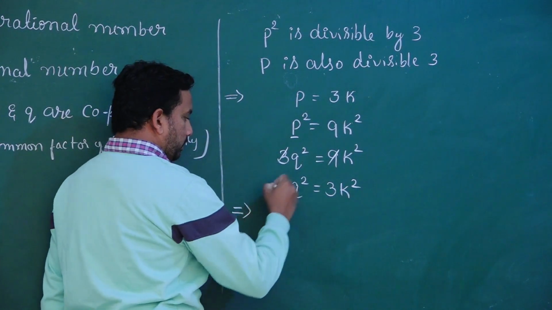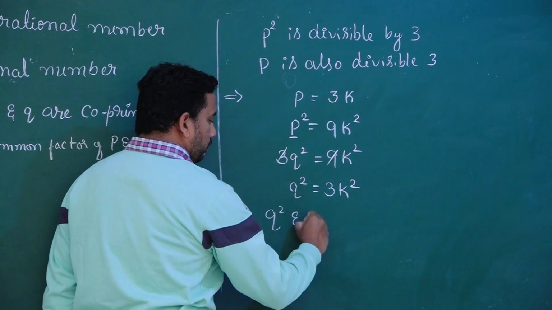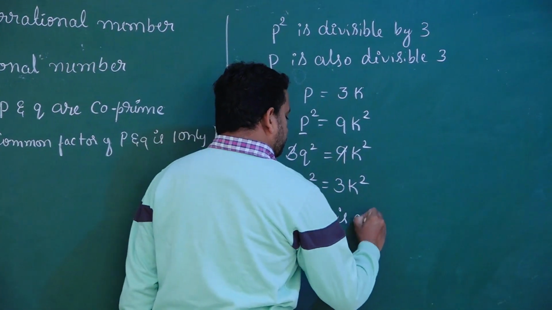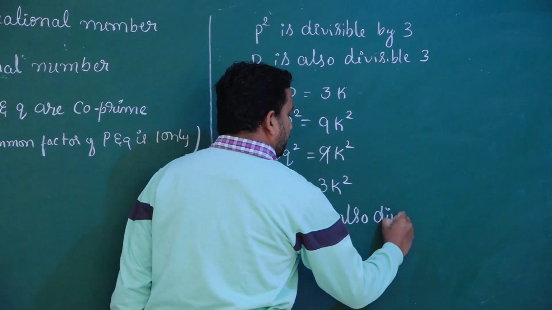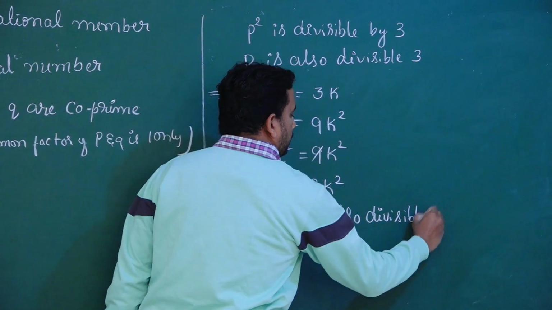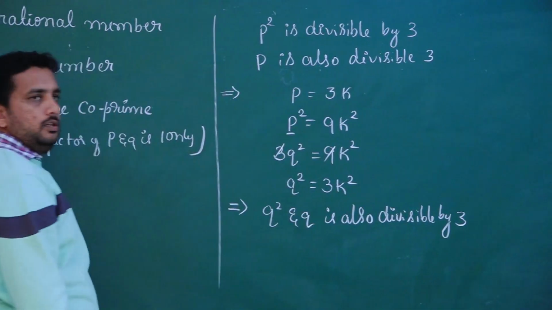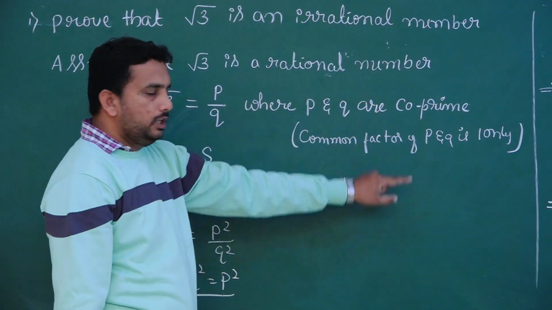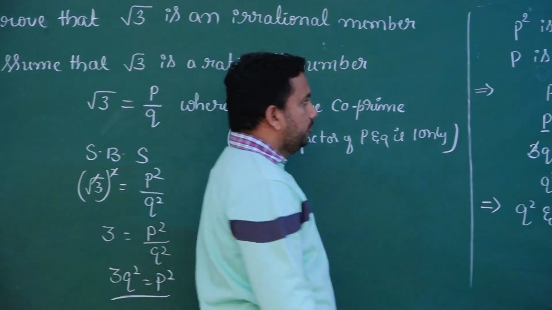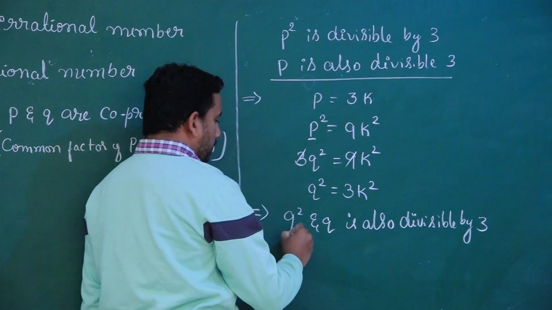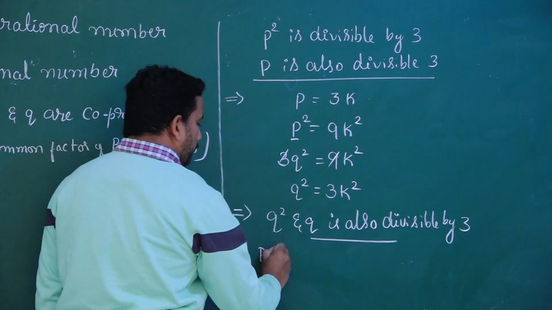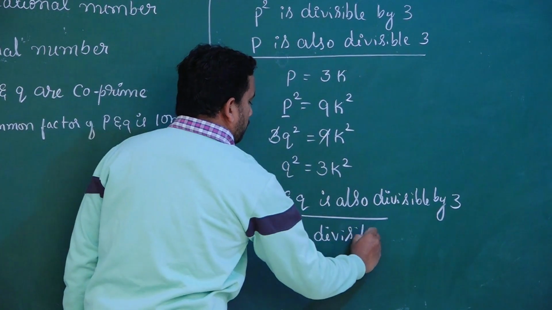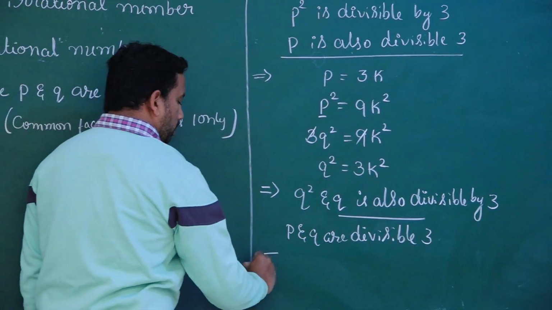This implies q square and q, same as p square and p, are also divisible by 3. So this is a contradiction. Why is it a contradiction? We said that p and q are co-prime, they have only 1 as the common factor. But in this case, p is divisible by 3 and q is also divisible by 3. So p and q are divisible by 3, and this is a contradiction.